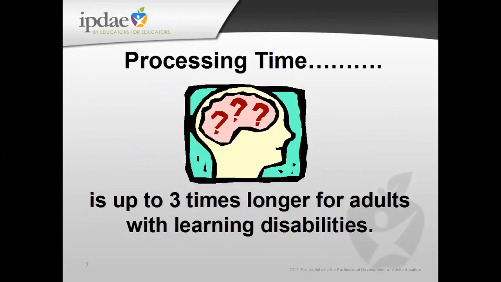Okay, processing time. Normally, for those of us that don't have a learning disability, processing is very quick. For students that may have a learning disability, that process that we just went through, all those steps, may take 3 times longer. So if you see a student that has difficulty, it looks like he's not understanding you, he's not picking up the steps that you're saying, it may take up to 3 times longer for him if he in fact has a learning disability.